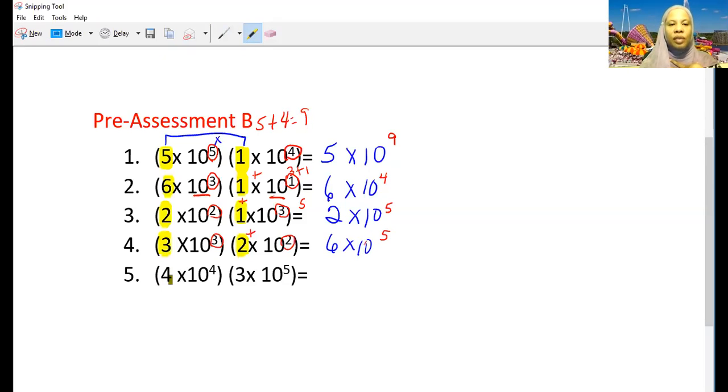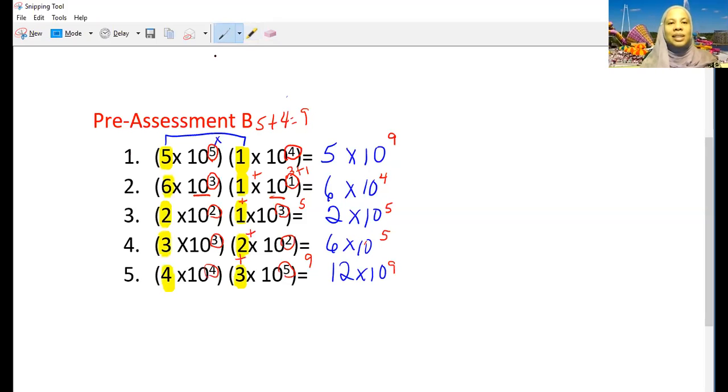Last but not least, you have 4 times 3, which is 12, times 10. And for the exponents, you have 4 plus 5. 4 plus 5 is 9, so that's to the 9th power. So you have 12 times 10 to the 9th power.